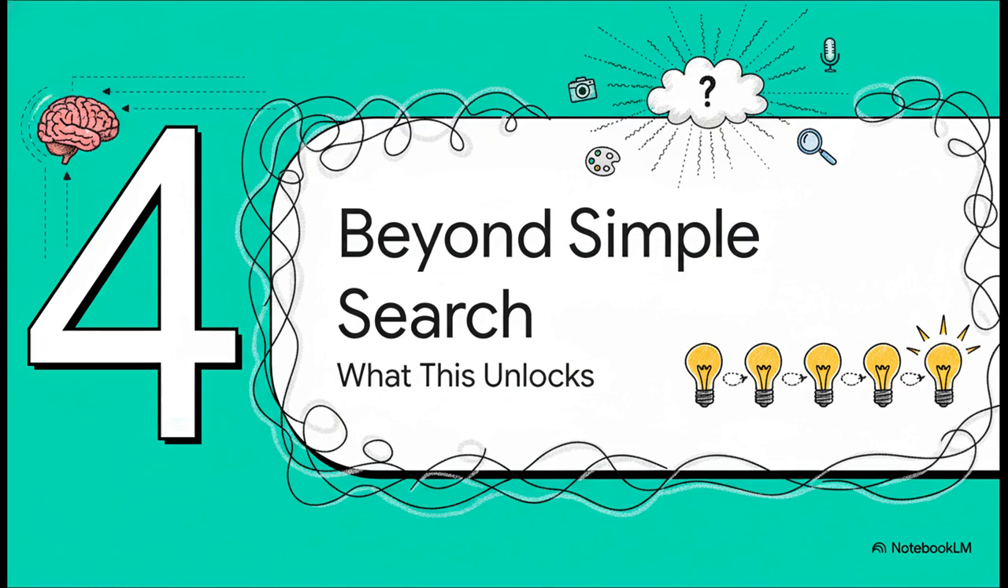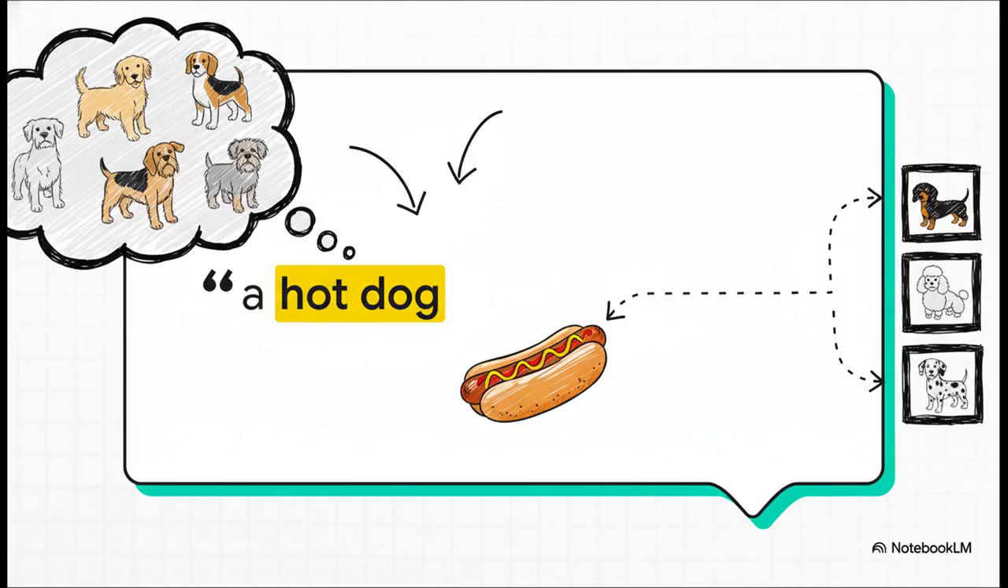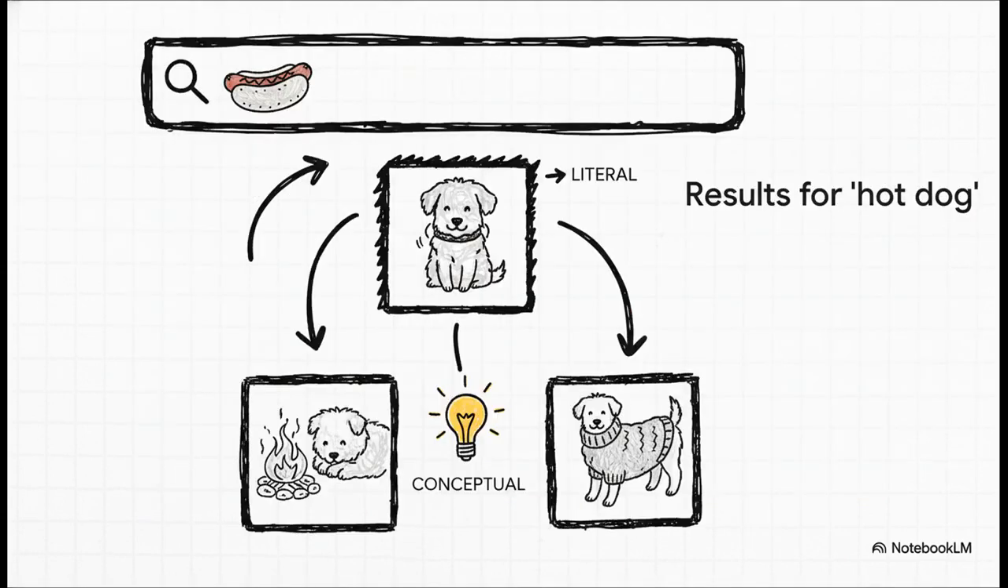Okay, so after all that training, all that pushing and pulling, what do we get? What can an AI that thinks this way actually do? This is where it gets really mind-blowing. Let's take a really fascinating example. What do you think happens if you use CLIP to search a huge database of dog pictures for the phrase hot dog? Now, a simple keyword search would just get confused here.